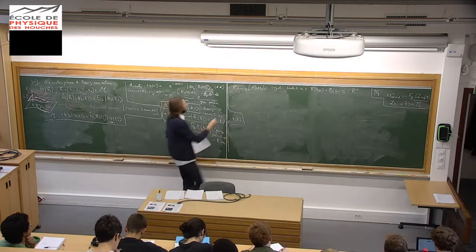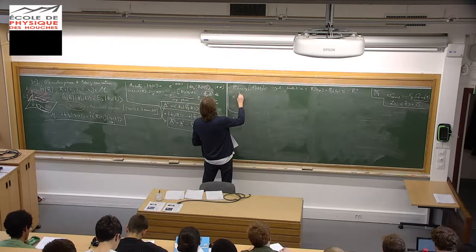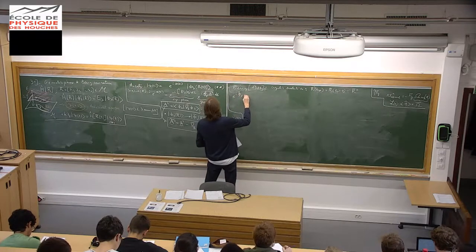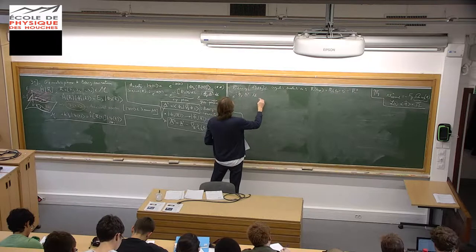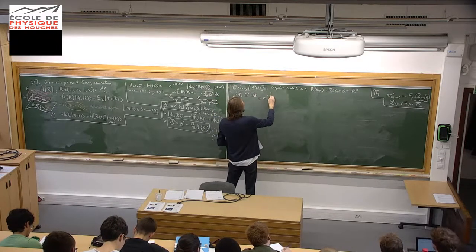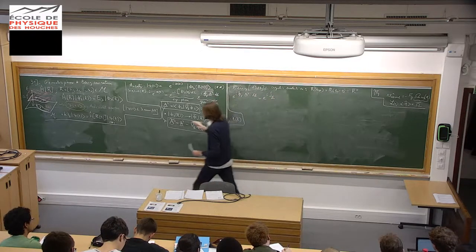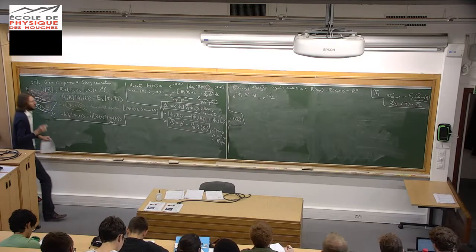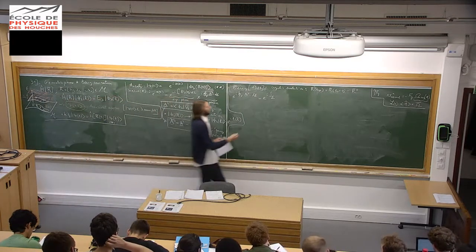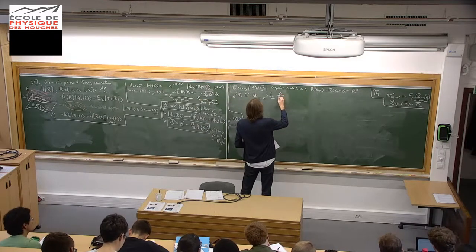But then we can always use Stokes' theorem. We can write that this closed integral of A dot dL, using Stokes' theorem, is an integral over the surface delimited by my loop here, which would be this big sigma, of some vector.